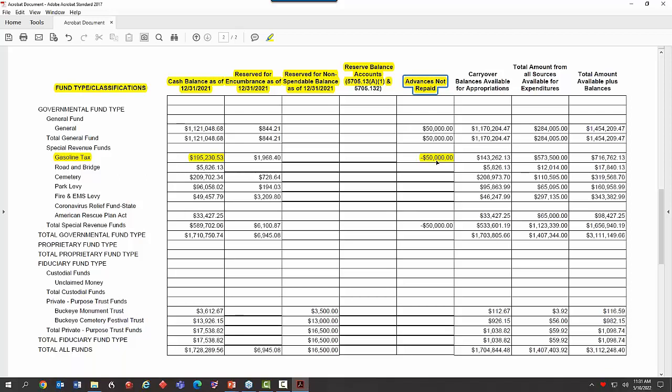So we're not out of compliance, but it does adjust both funds. It shows that the gasoline tax has to pay this back, and it's cash, so it's coming out of the carryover fund balance. It's reducing it because I can't appropriate this money, and it shows the general fund is a positive. So you can see it's adjusting both. Advances not repaid, the total is always going to net to zero because one is paying it back and the other is receiving it. You can't have part of that. So this is going to adjust both of these resources available.